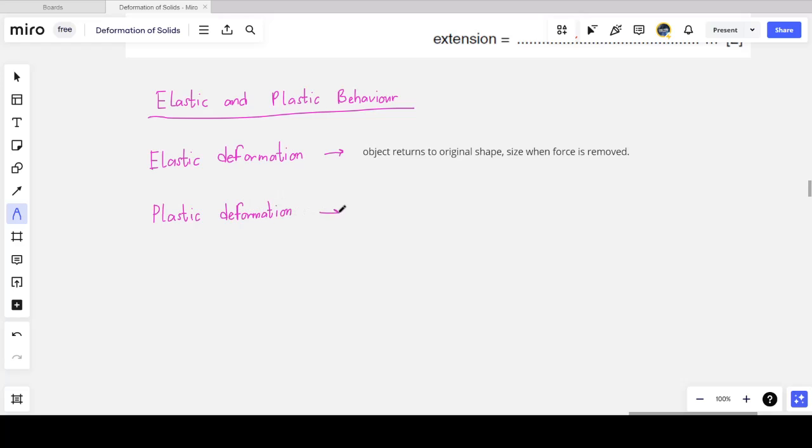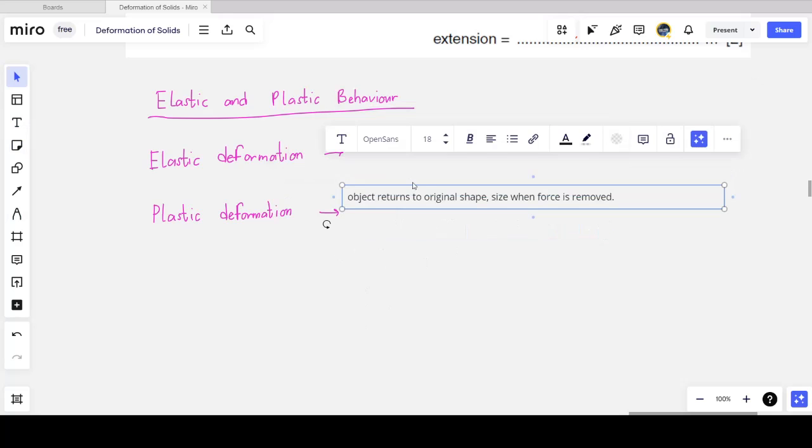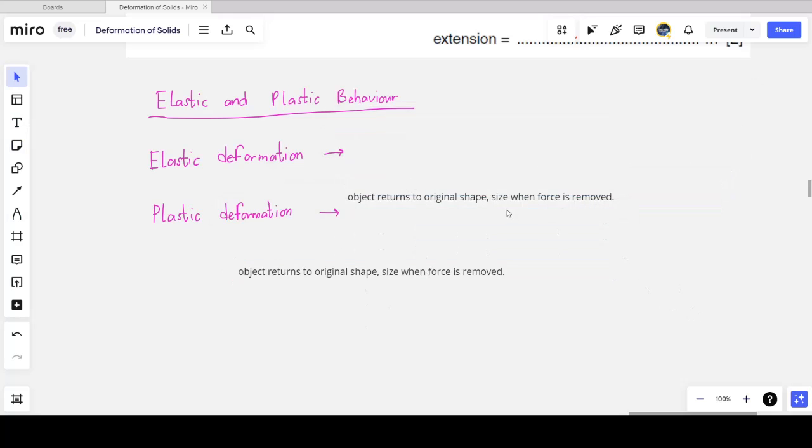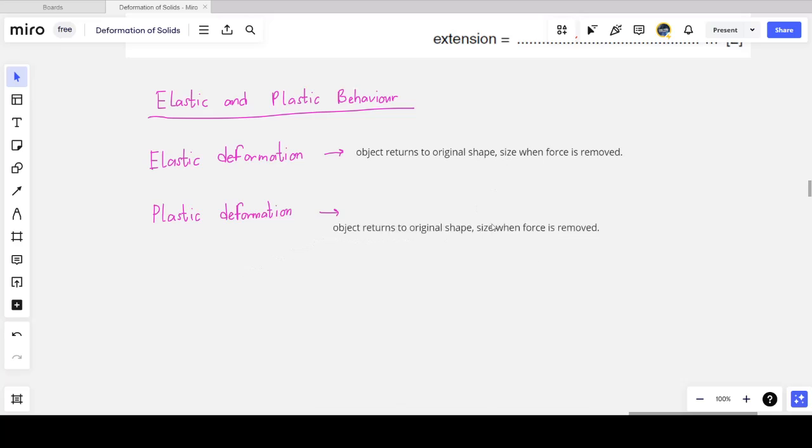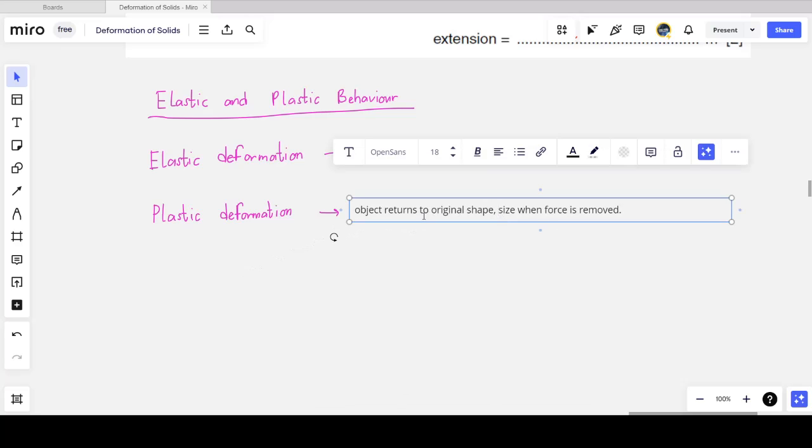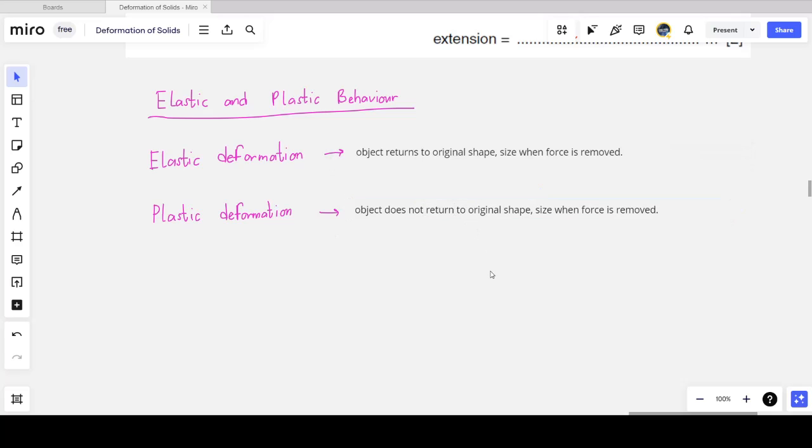This means if I apply a force that's too great, the object is not going to return to its original size and shape when the force is removed. So it's going to be completely deformed, or deformed permanently. The object does not return to its original shape and size when the force is removed. So that's the difference between elastic and plastic deformation.